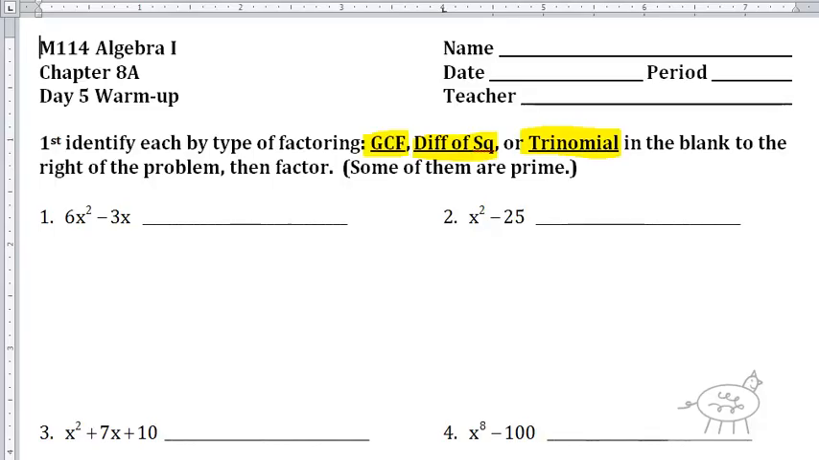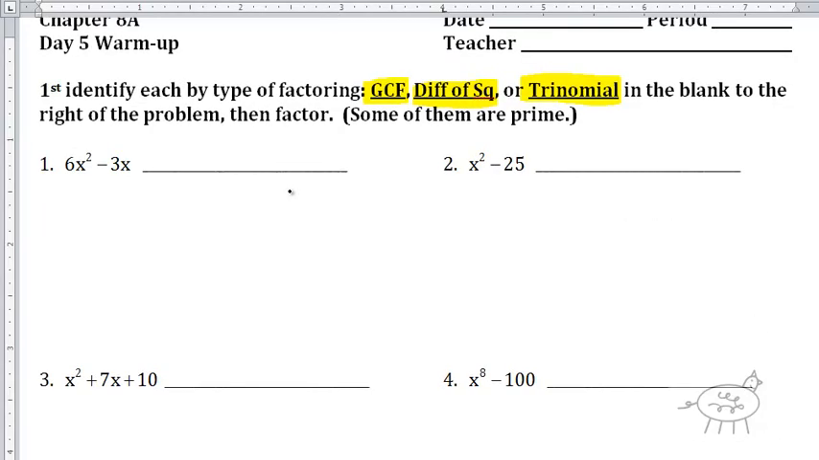Number 1. 6x squared minus 3x. You guys should look at this and see there's a greatest common factor. Always remember, I told you this, always look for greatest common factor first. So my greatest common factor for this one is 3x. You know it's 3x because you look for the smallest exponent, which is x, and the smallest number that goes into it, which is 3, since 3 goes into 6 and 3 goes into 3 evenly. So I'm going to divide each of these by 3x.